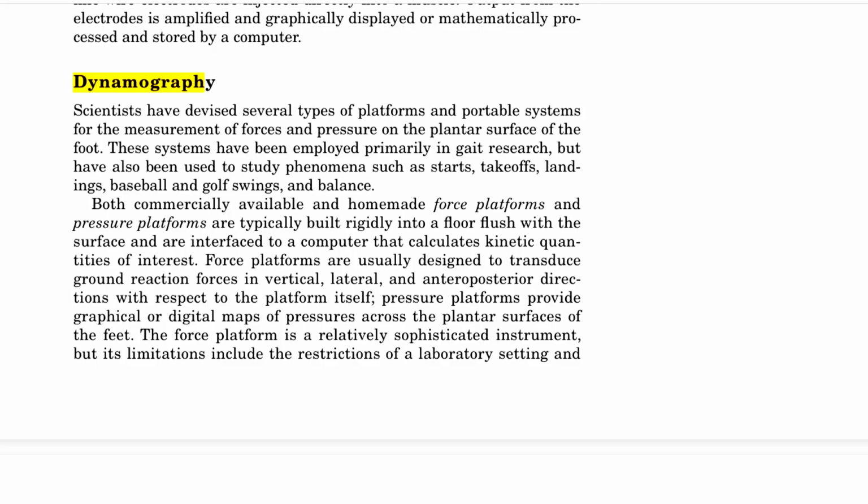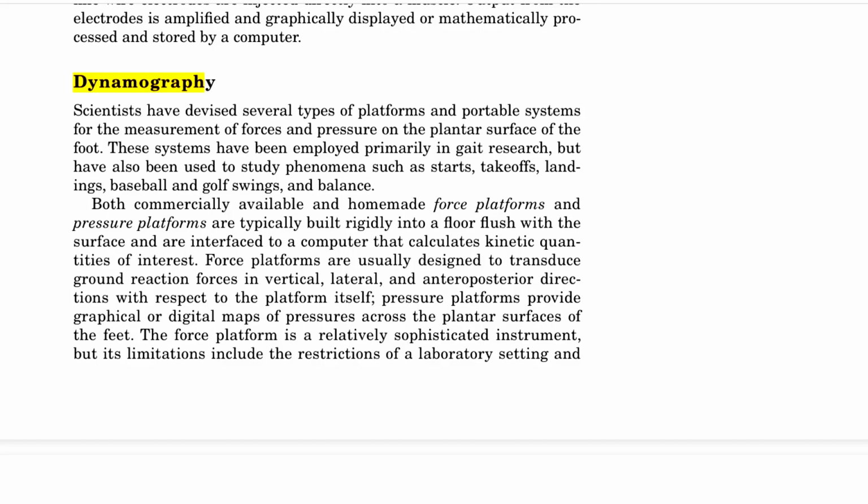Pressure platforms provide digital or graphical maps showing the pressure distribution across the sole of the foot. The sole is the area of the foot that is in more connection with the earth or ground.